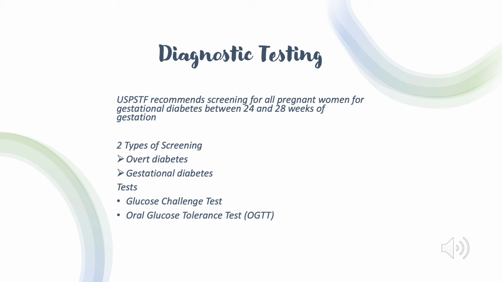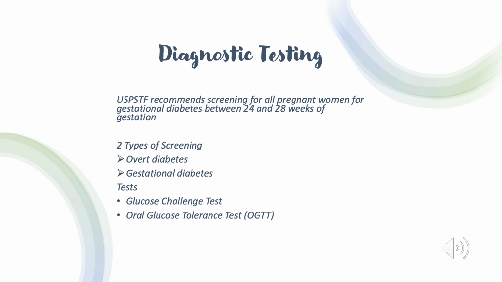Diagnostic testing. For diagnostic testing of gestational diabetes, the USPSTF recommends screening for all women between 24 and 28 weeks of gestation. There are two types of screening, including overt diabetes and gestational diabetes. Tests include the glucose challenge test and the oral glucose tolerance test. The glucose challenge test is also known as the glucose screening test. This is performed through a blood draw 1 hour after the patient drinks a liquid containing glucose.